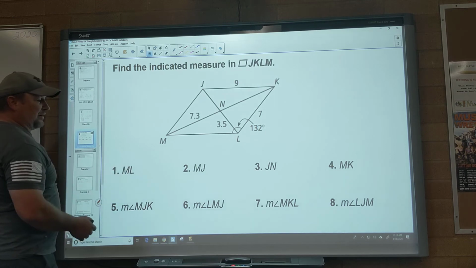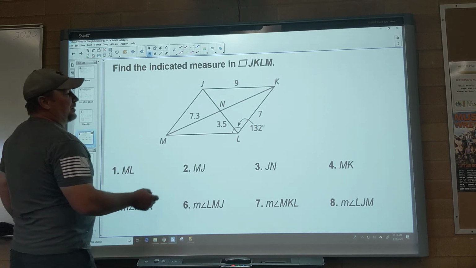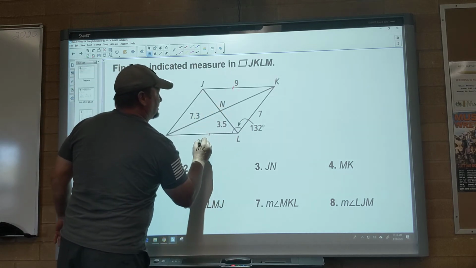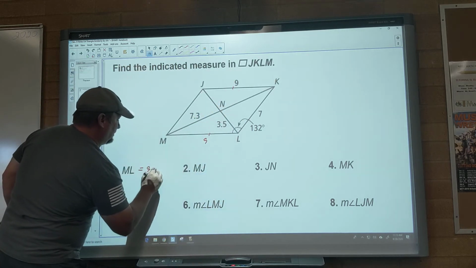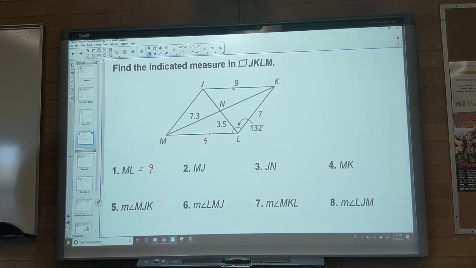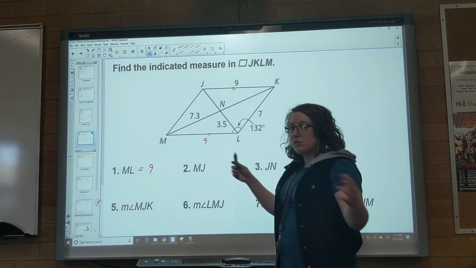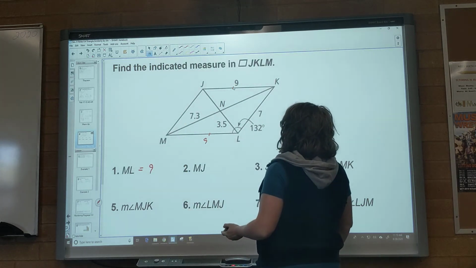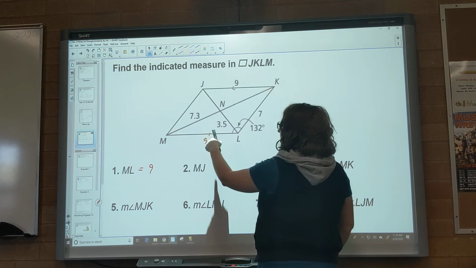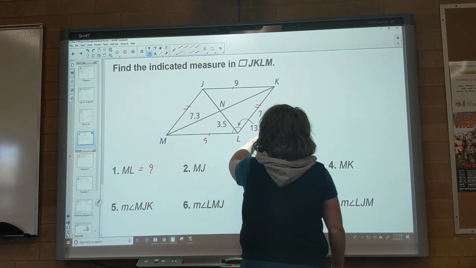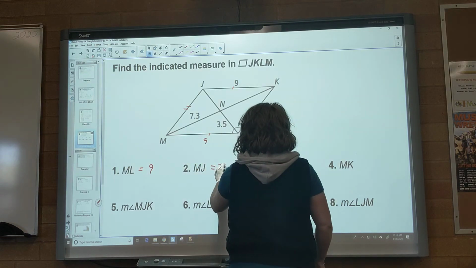Okay, so I'm going to start off with ML. Well, they want me to find ML. Well, I know that opposite sides are congruent, so that's 9. Not 90, just 9. Okay, MJ, we've got another side. How do we know? Because it's 2 capital letters. So MJ's right here. I know the opposite sides are parallel and congruent. Mr. Lee already used 1 tick mark, so I'm going to use 2 tick marks. So if this is 7, MJ will also be 7. Awesome.